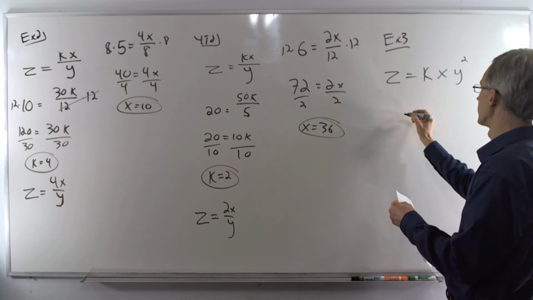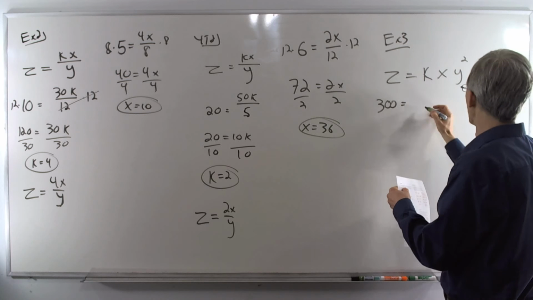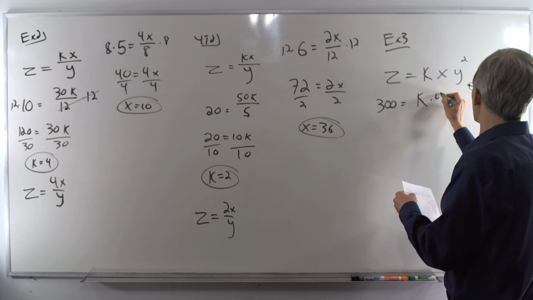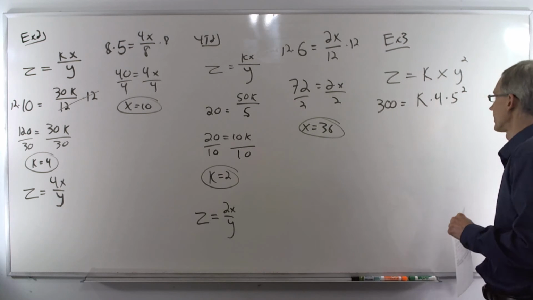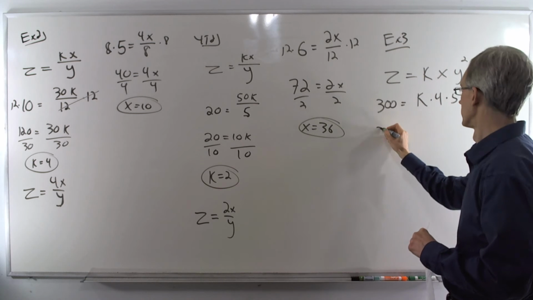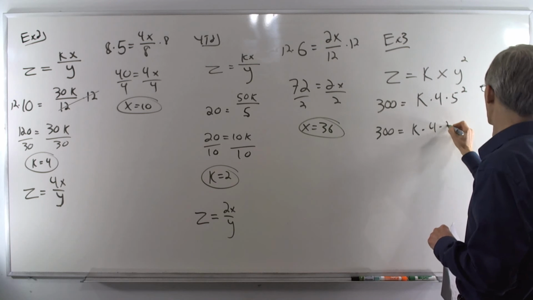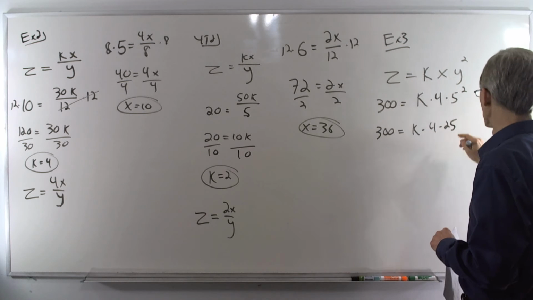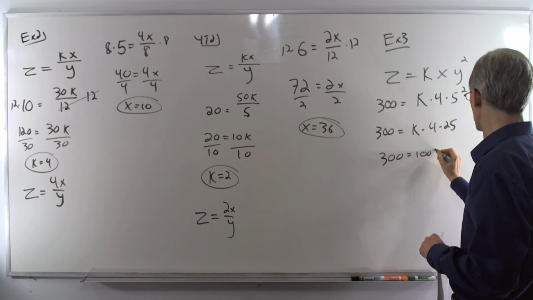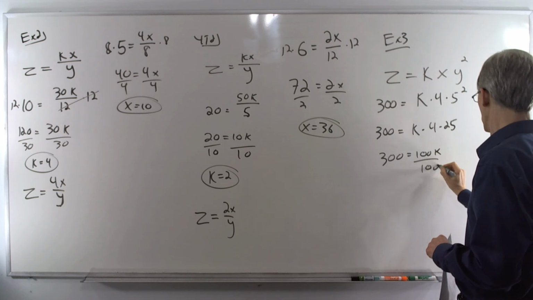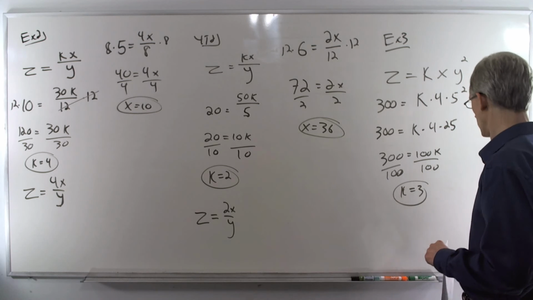Now we know z is 300, so plug in 300 for z, when x equals 4, so 4 for x, and y is 5. And y is squared, so 5 squared. So 5 squared, 25. Multiply these two to get 100, so 300 equals 100k. Divide both sides by 100, and k equals 3.